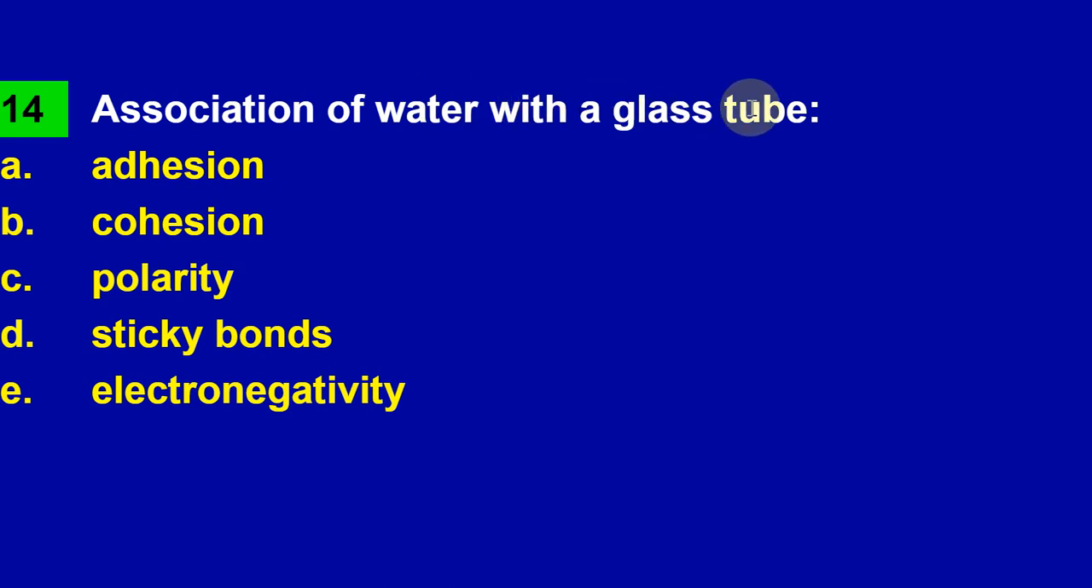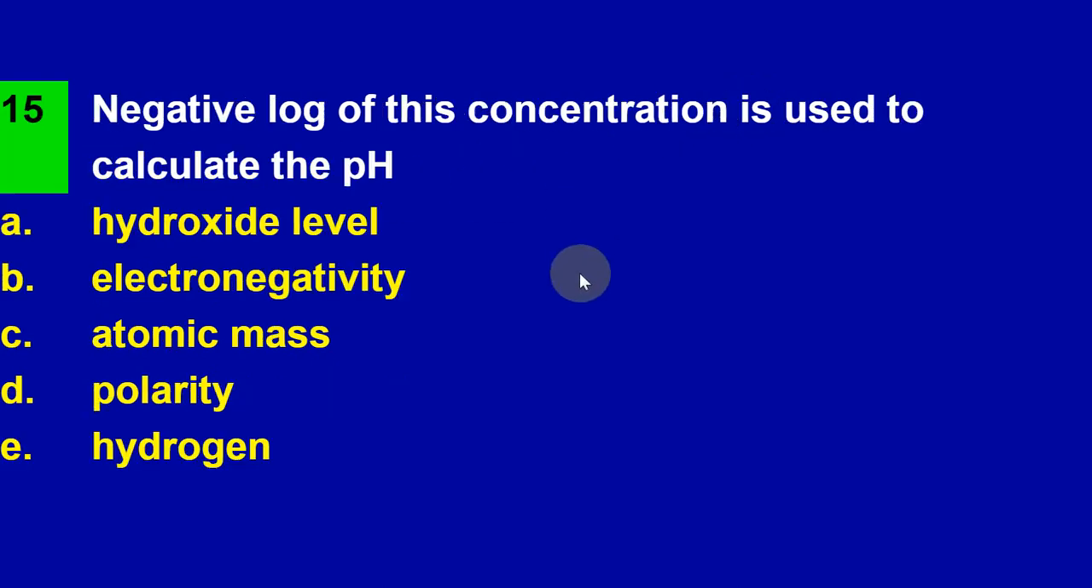Association of water with a glass tube. Remember, is it cohesion or adhesion? Remember, for think water, water. It's the adhesion is the interaction of water with another material. Okay, so it's adhesion. Adhesion.